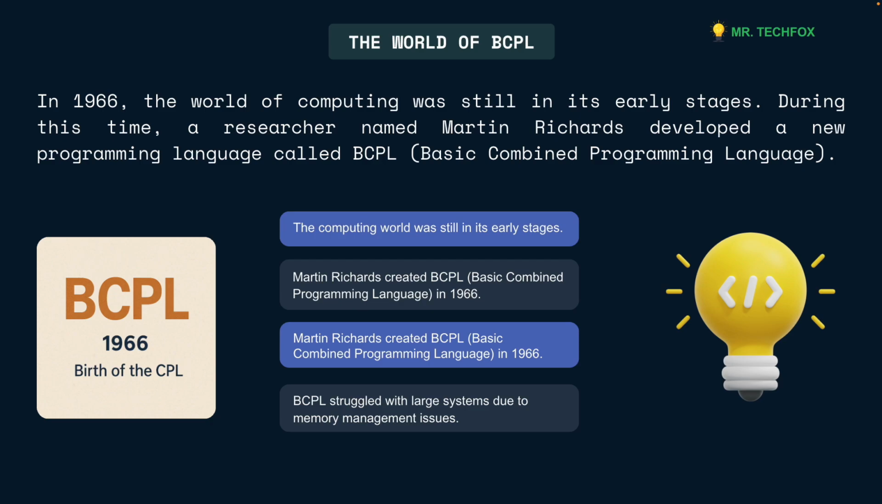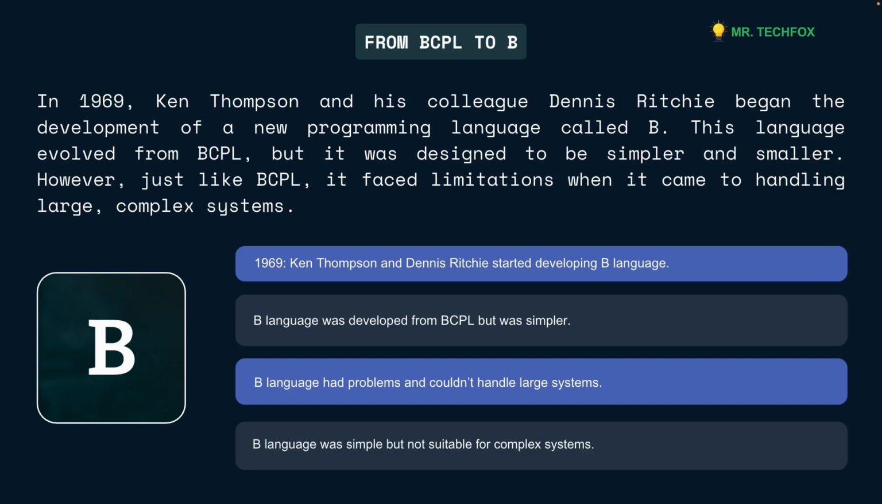but there were still better, more efficient solutions to be found. B was designed as a simplified version of BCPL. It was smaller, cleaner, and easier to understand, but it had one big problem. It couldn't handle large systems. The B language was simple, but it faced limitations when it came to scalability and complex system management. So, while B had its merits, it couldn't compete with the growing demands of modern computing.